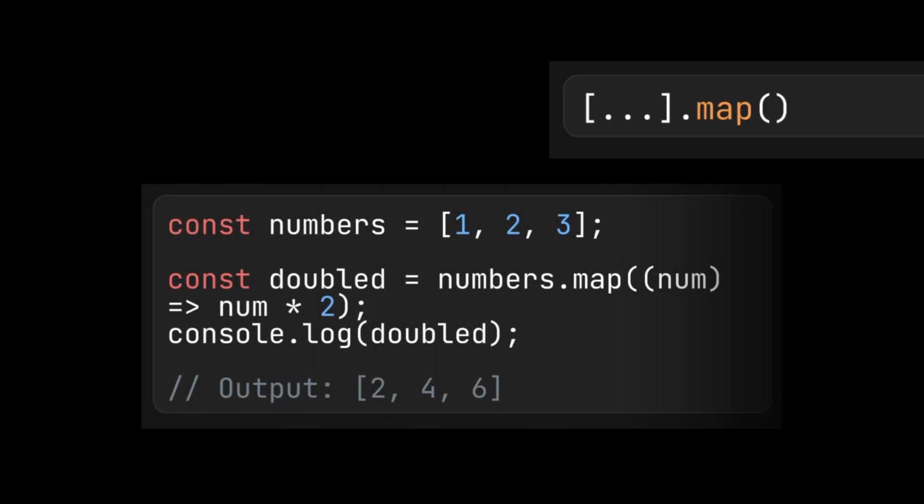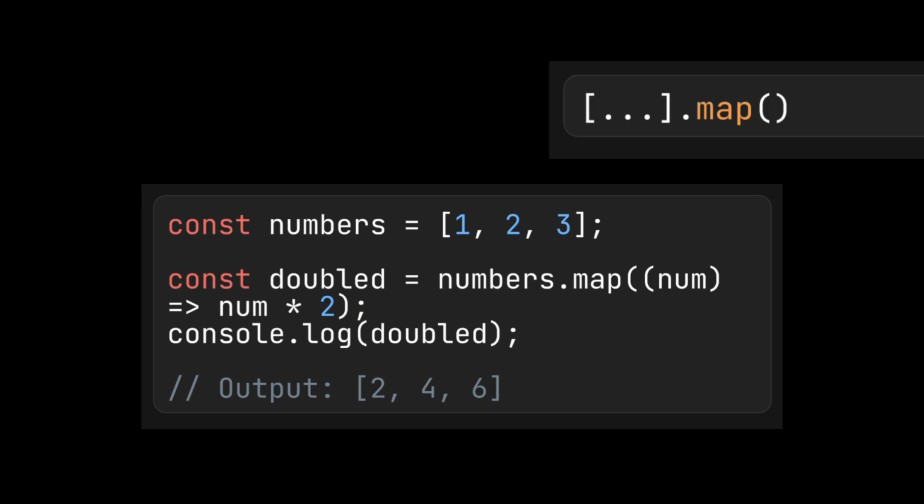modifying external variables. Importantly, forEach does not modify the original array unless explicitly instructed, and does not create a new array. The map method, on the other hand, is used to transform an array by applying a provided function to each element. Unlike forEach, map returns a new array containing the results of the callback function applied to each element. The original array remains unchanged.